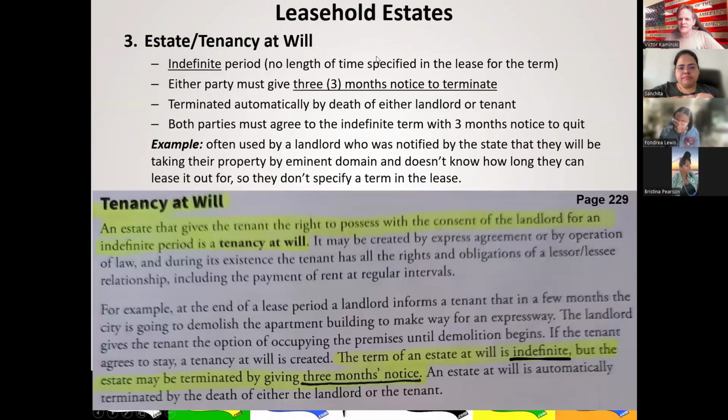So an estate or tenancy at will is for an indefinite, once again, undefined period of time. Either party has to give 3 months notice to terminate it. Termination is automatic upon the death of either party. So if you need to get out of the term a little bit earlier, don't go killing nobody.